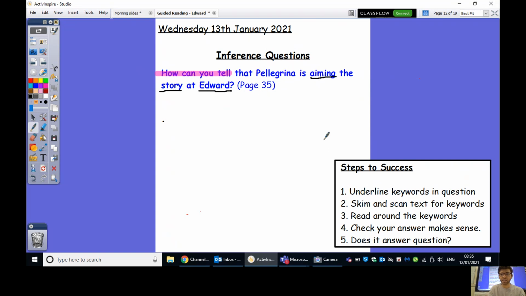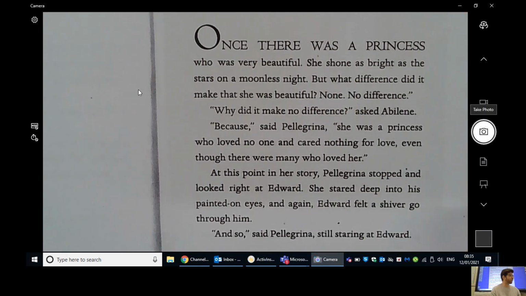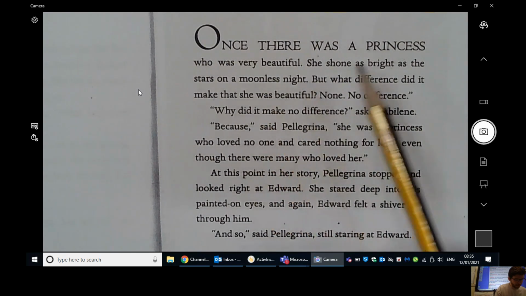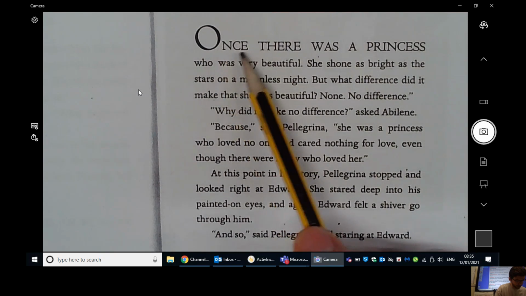So let's have a look at page 35 and skim and scan for those keywords: aiming, story, and Edward. So we've got page 35 out here in front of me, being very nice and organized here. So let's go through. We're looking for Edward, aiming, and story.